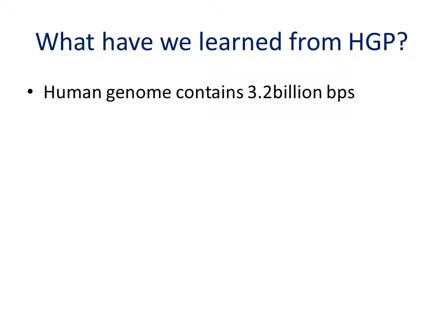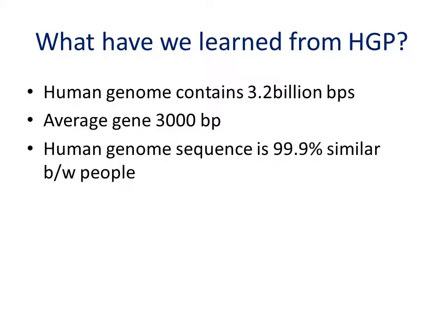So what did we learn? Well, we know that the human genome contains approximately 3.2 billion base pairs. The average gene is about 300 base pairs in length, although there's some that are drastically shorter and some that are much, much larger.